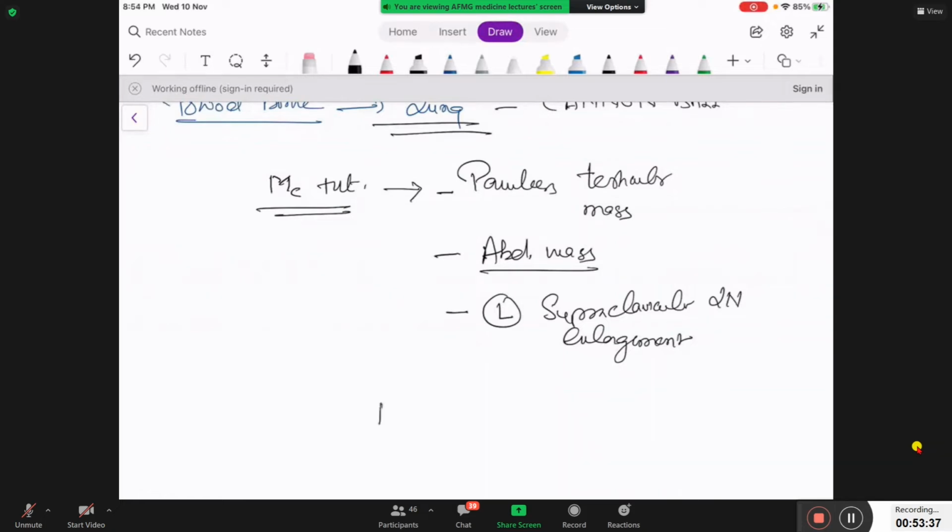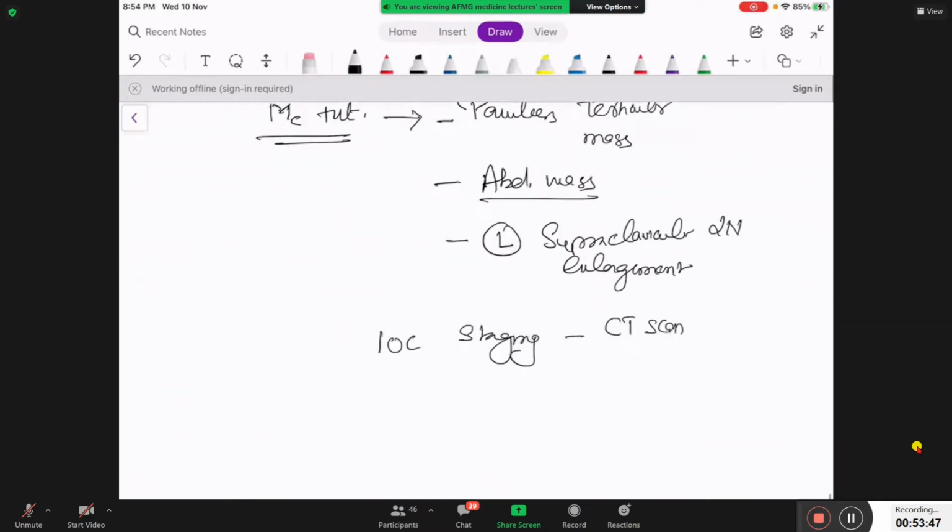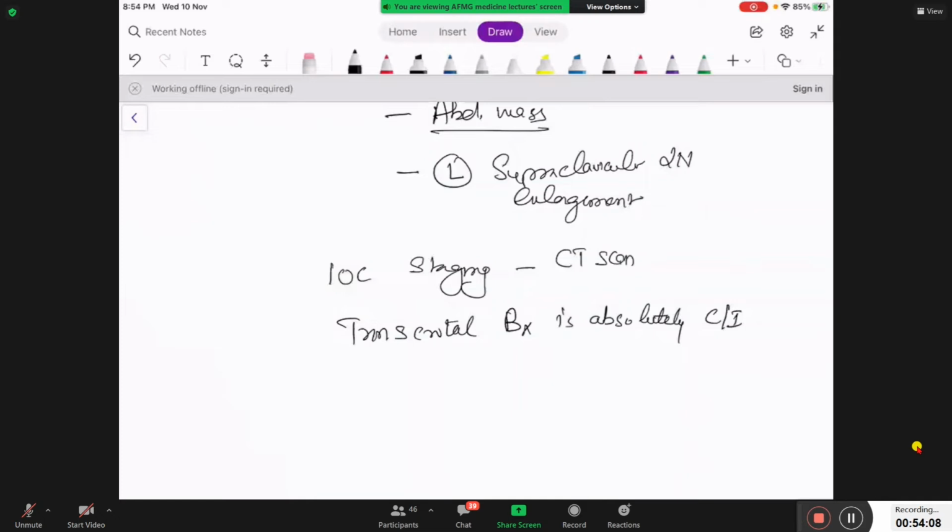Investigation of choice for staging is CT scan. Transscrotal biopsy is absolutely contraindicated.